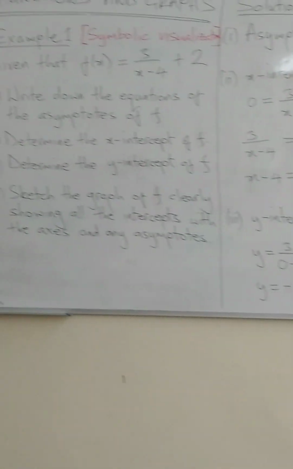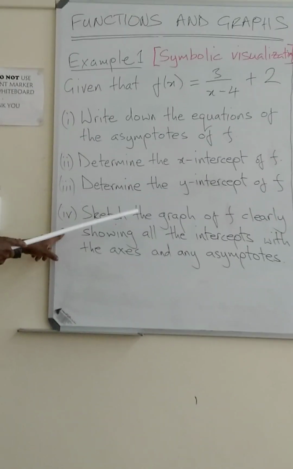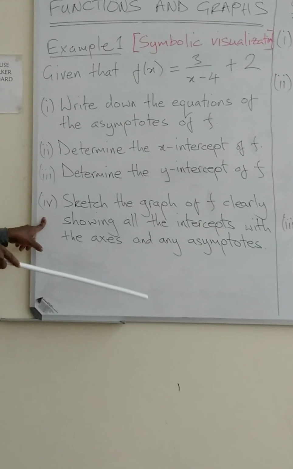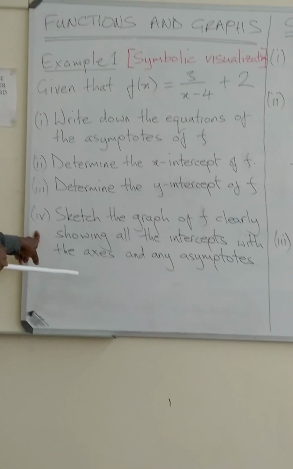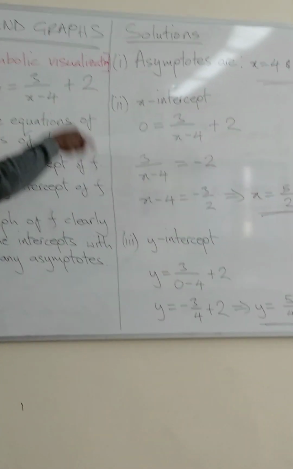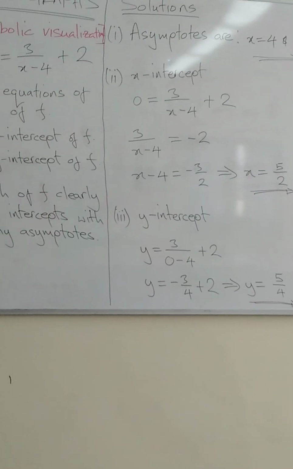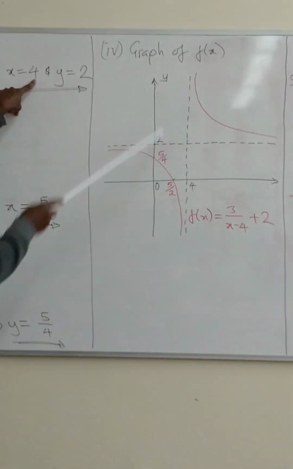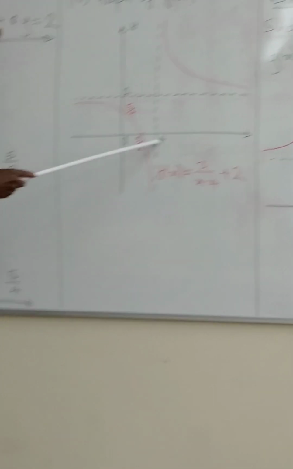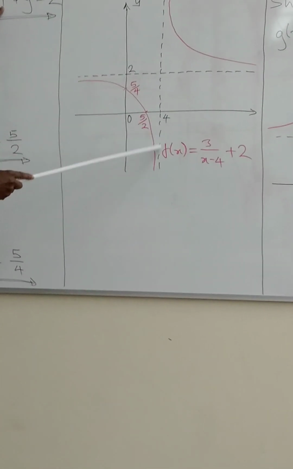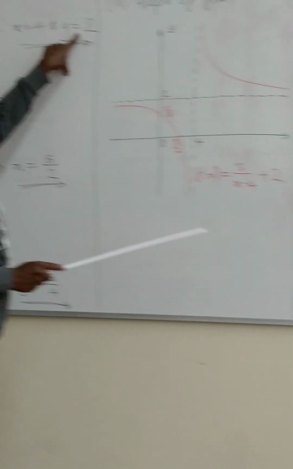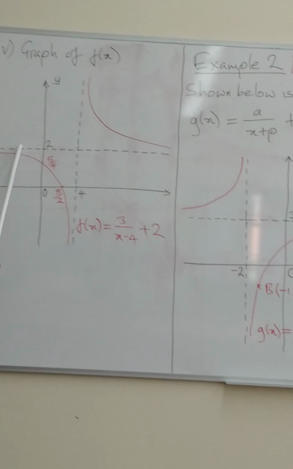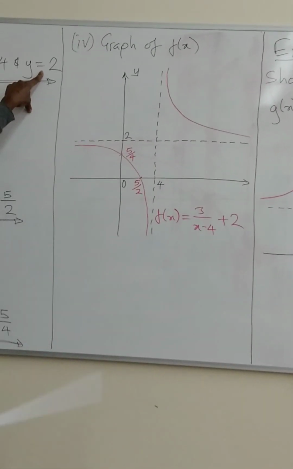And then part 4 is asking us to sketch the graph of f, clearly showing all the intercepts with the axes and any asymptotes. For answering part 4, we use the solutions we obtained in part 1 up to part 3. And if you look at part 1, our asymptotes are x is equal to 4, so we have a dotted line there, cutting at 4 on the x-axis. And the y-asymptote is y is equal to 2. So it is a horizontal line, cutting at 2 on the y-axis.